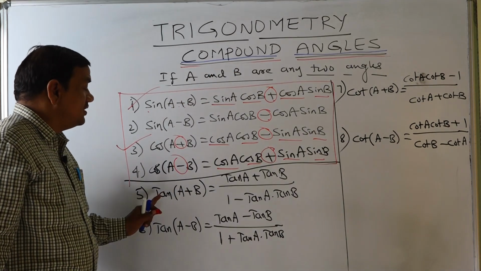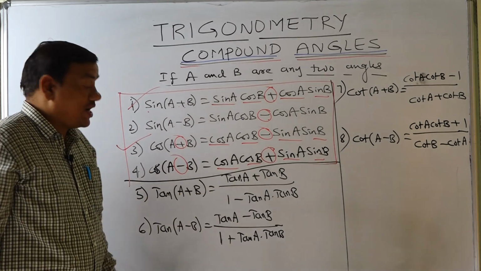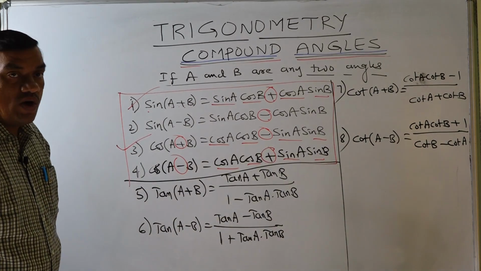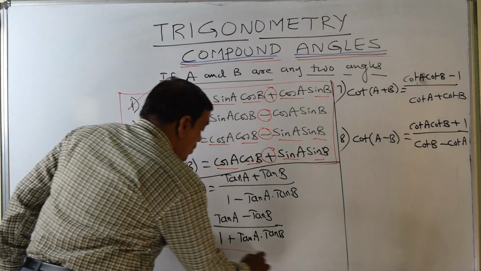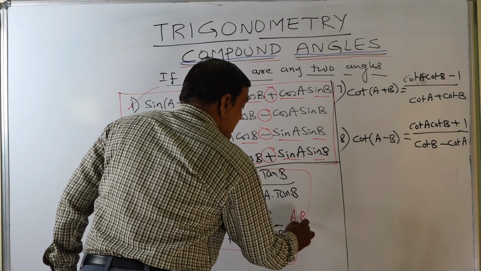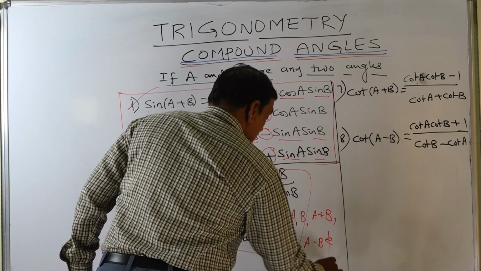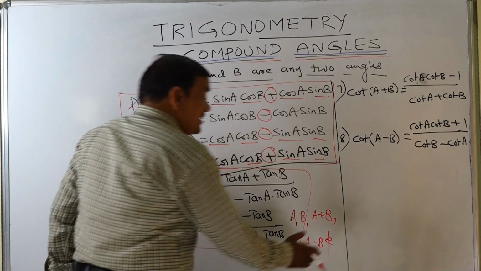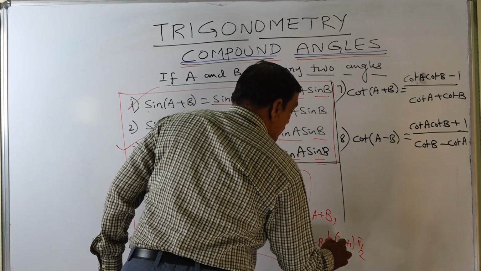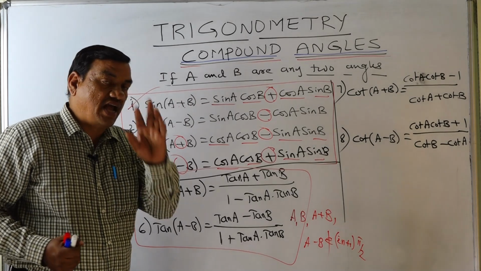Now coming to tan of A plus B, which is equal to tan A plus tan B upon 1 minus tan A tan B. Tan of A minus B is equal to tan A minus tan B upon 1 plus tan A tan B. For these, what is the condition? A, B, A plus B, A minus B should not be integral multiples of pi by 2. You should be very careful about that.